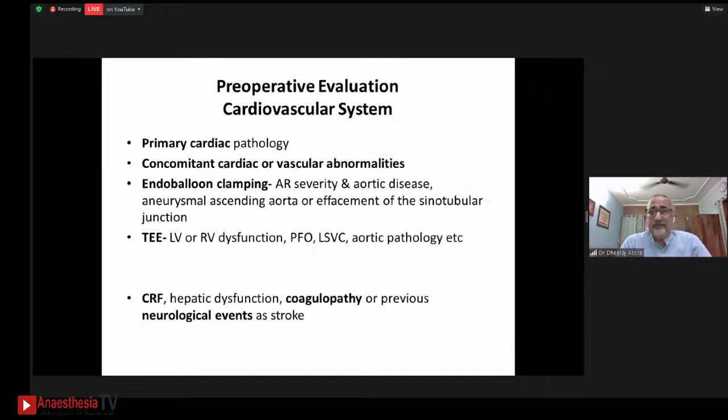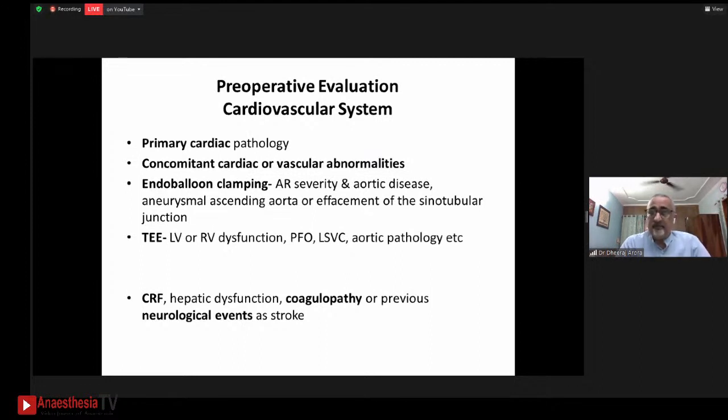We have to look for the primary cardiac pathology, along with concomitant cardiac and vascular abnormalities. They are the most important thing in the cardiovascular system. The vascular system has to be examined. Whenever we are clamping with the endo balloon, although it is not routinely used in our institute nowadays, we have to evaluate the severity of aortic regurgitation. We have to look for dilatation of the aorta and effacement of the sinotubular junction. If any abnormality is there, then the endo-aortic balloon is not used in those surgeries.